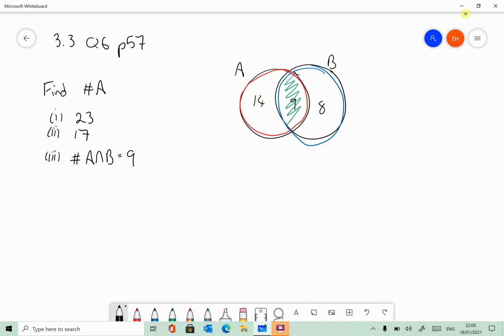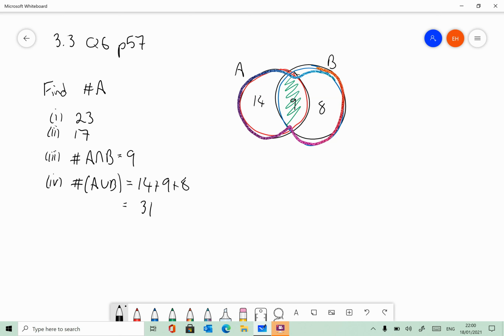And then it's the size, I should be pronouncing it as cardinal, I suppose, but let's stick with size or cardinal. And it's A union B. And that's going to be equal to everything that is inside the multicolored zone. So that's going to be 14 plus 9 plus 8, which is equal to 23, 31, is it? I think it's 31. Yeah. Okay. So that was question 6.